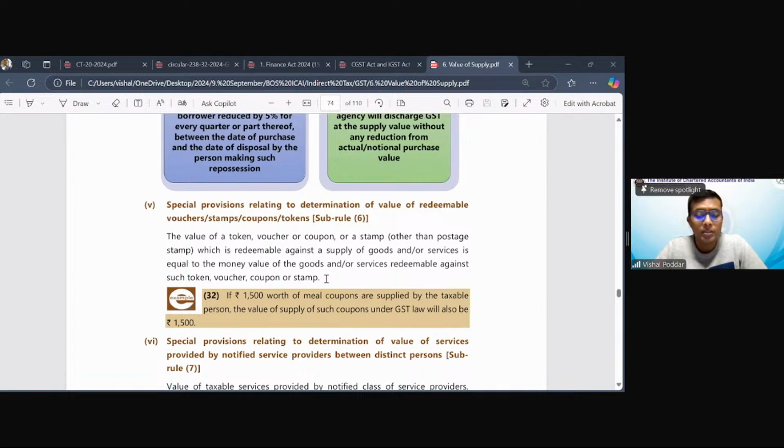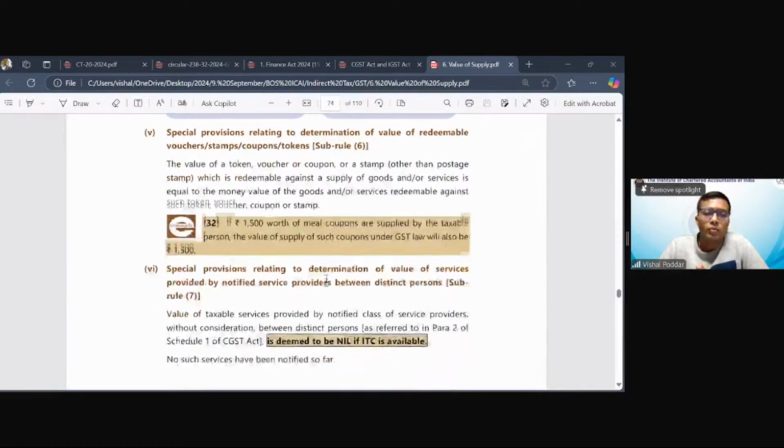So it simply means if the stamp or the coupon is of rupees 1000, it means you can buy goods or services worth rupees 1000. So the value is 1000. What are the special provisions relating to valuation? The valuation is simple. How much value of goods or service you can buy against the coupon or voucher, that will be taken as the value. So if the coupon voucher allows you to buy goods or services worth rupees 1000, 1000 is the value.